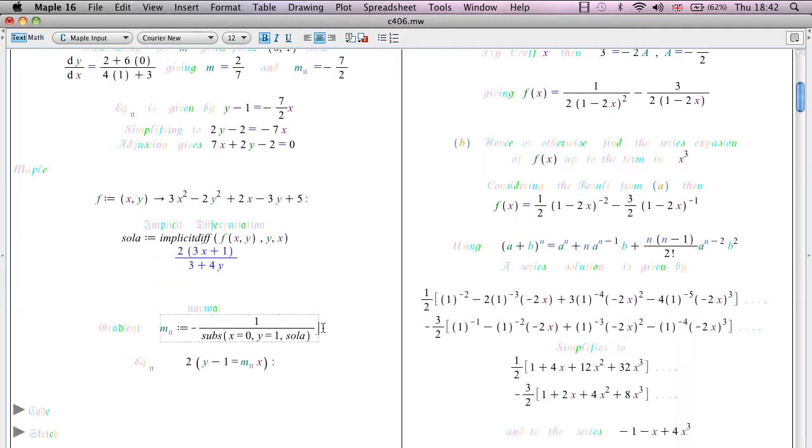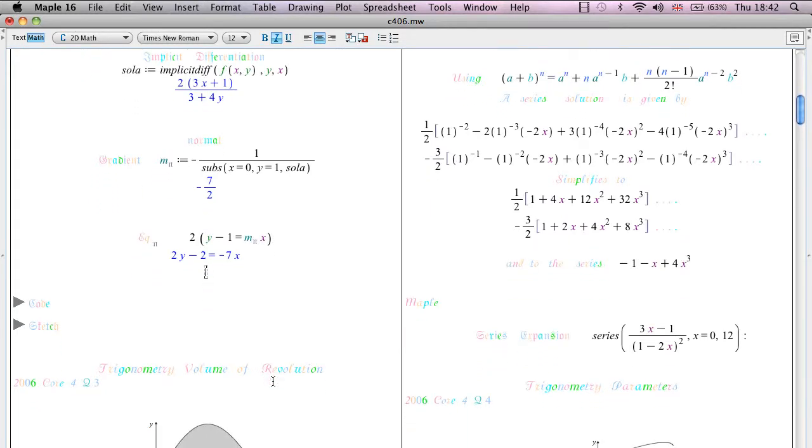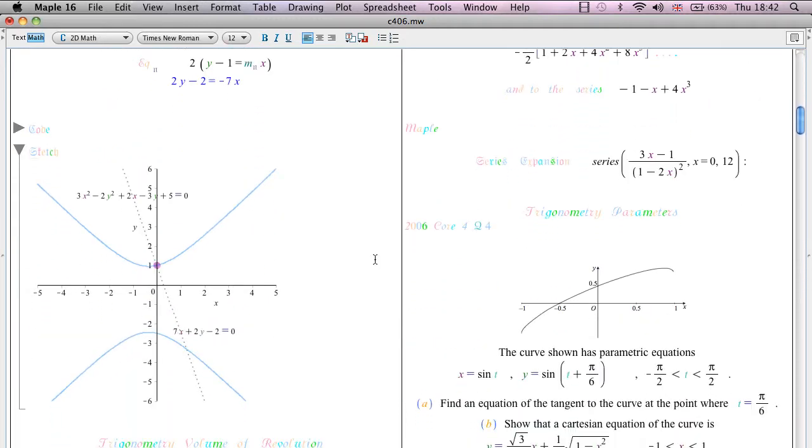So the expression for the gradient of the normal, and the equation. And the sketch here shows the curve and the normal.